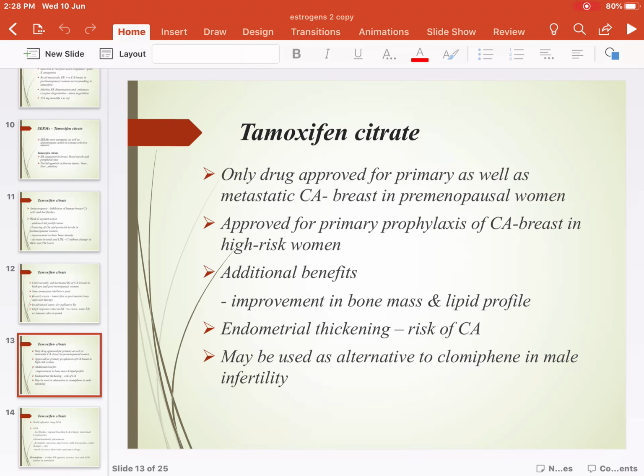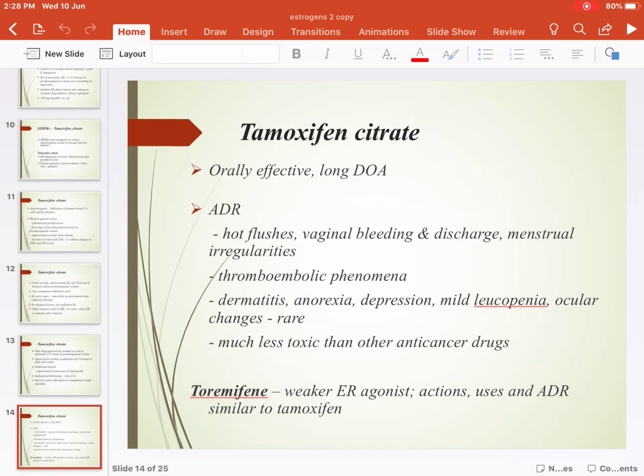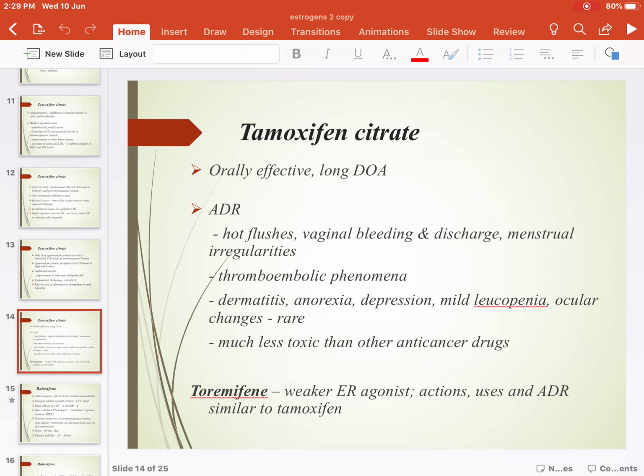Rarely this can also be used as an alternative for clomiphene citrate in infertility. Tamoxifen citrate is orally effective, and it has a long duration of action. What are the adverse effects? It can cause menopausal-like symptoms, hot flushes, vaginal bleeding, menstrual irregularities, thromboembolic phenomena, dermatitis, anorexia, mild leukopenia. Ocular changes could be there, but they are rare. Toremifene is another weak ER agonist, similar to tamoxifen.